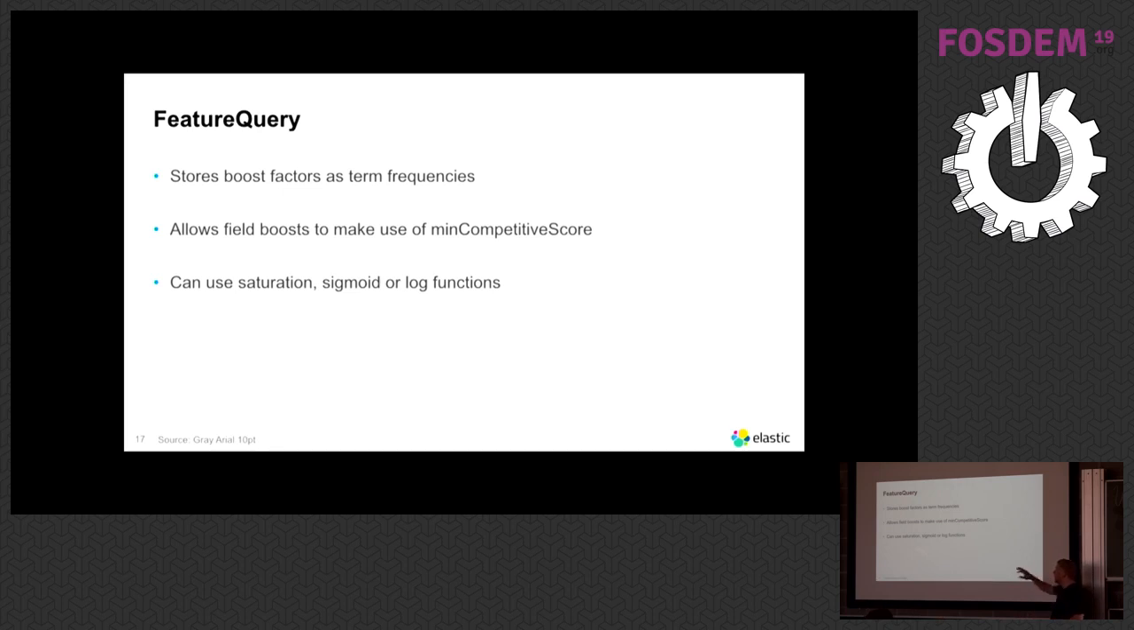The nice thing about these 3 functions is it's not just that they have this simple relationship, so as the boost value gets higher, the resulting score from these functions gets higher. But they're also bounded. In particular, saturation and sigmoid are bounded to 1. Which means it makes it much easier to reason about how your scores are going to change given this particular set of boosting factors.